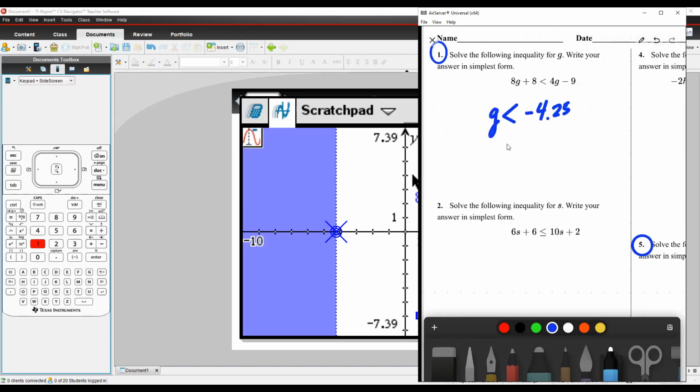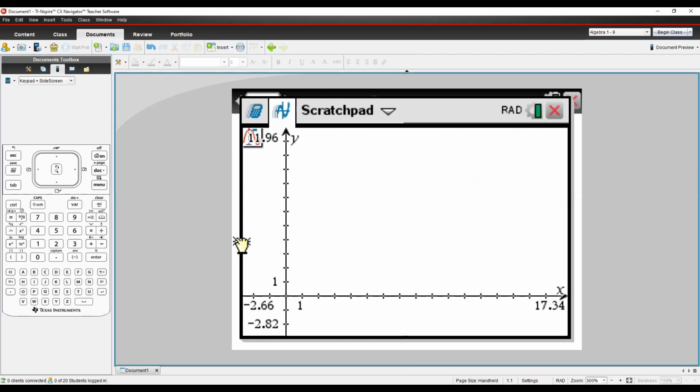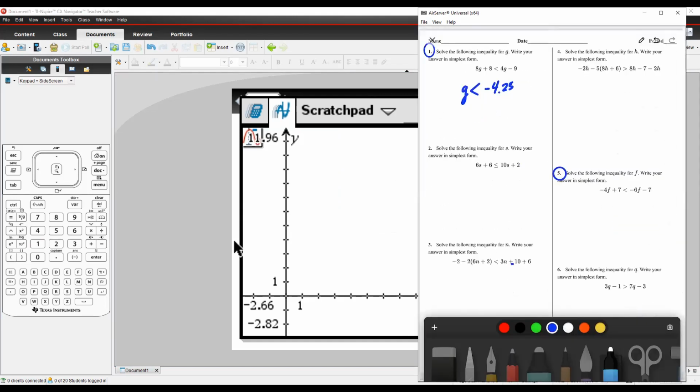You don't have to do any checking. You don't have to test any numbers. You just have to look at the graph and interpret it. All right, let's do another one. So which one are we going to do now? I'm going to go to number 5.